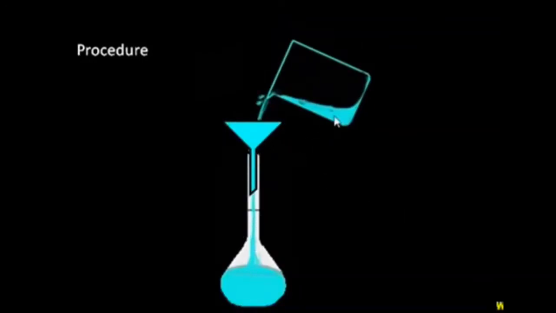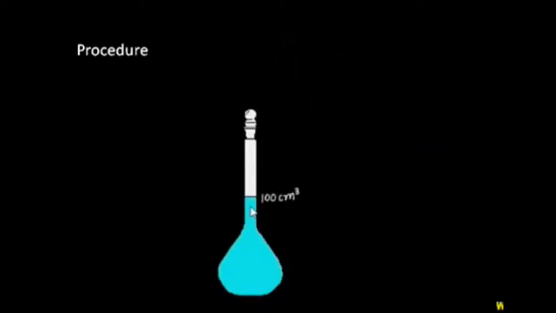Last step of this experiment is to take water and fill this volumetric flask up to this mark, and in this way, by filling this volumetric flask up to this mark, we will prepare 100 centimeter cube of sodium carbonate solution, for which we add 1.06 grams of sodium carbonate into this 100 centimeter cube of water.